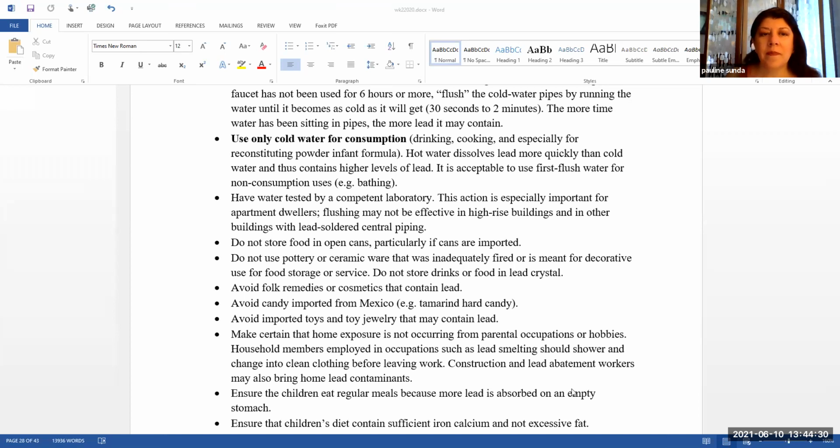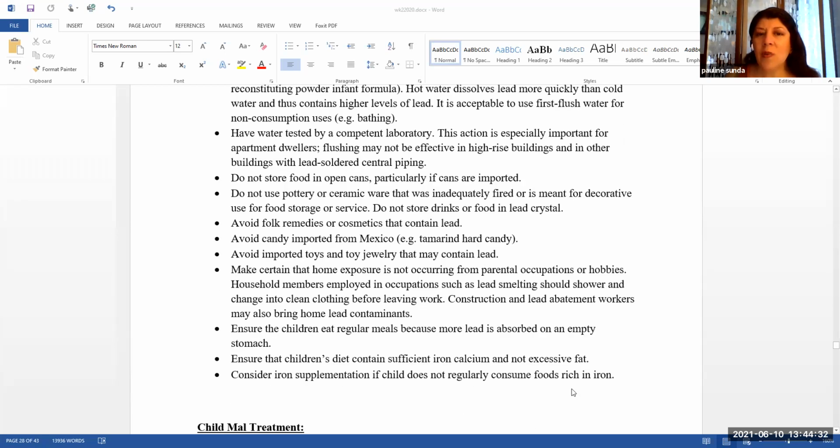You should have the water tested by a competent laboratory. This action is especially important for apartment dwellers. Flushing may not be effective in high-rise buildings and in other buildings with lead soldered central piping.